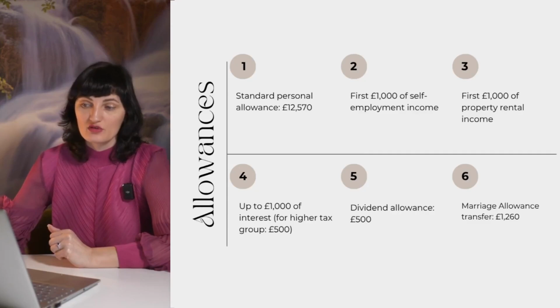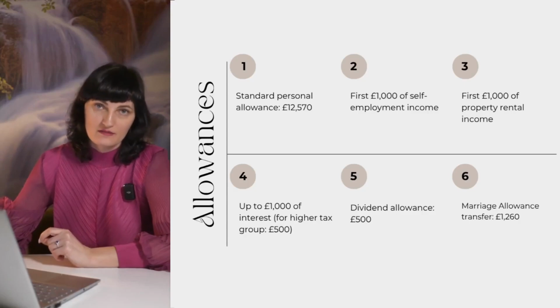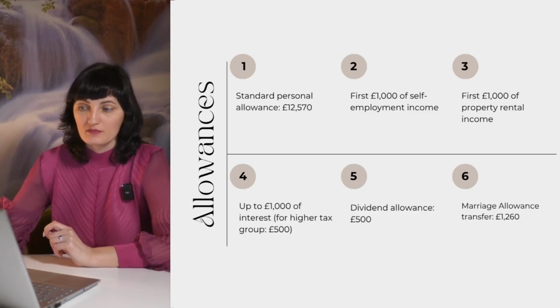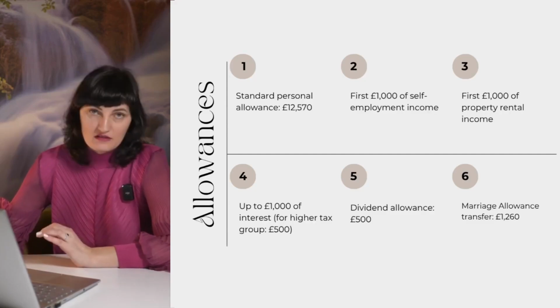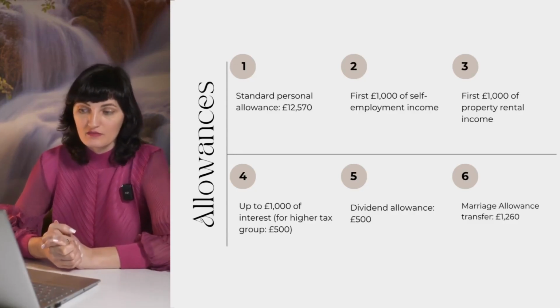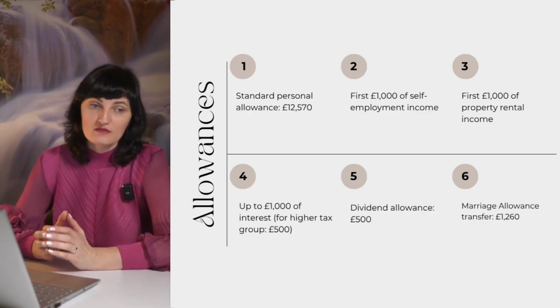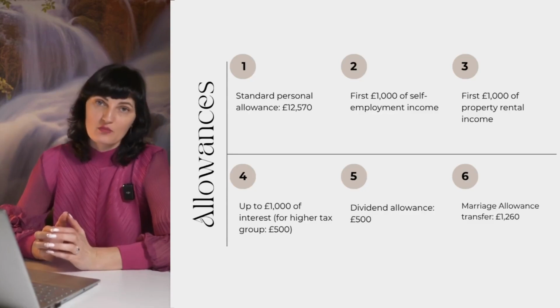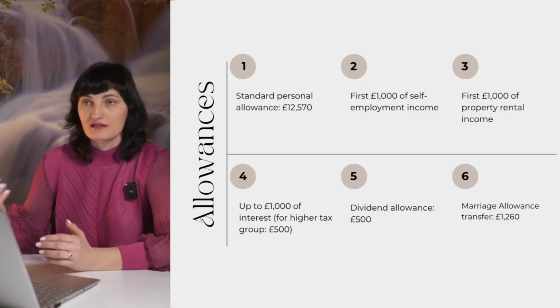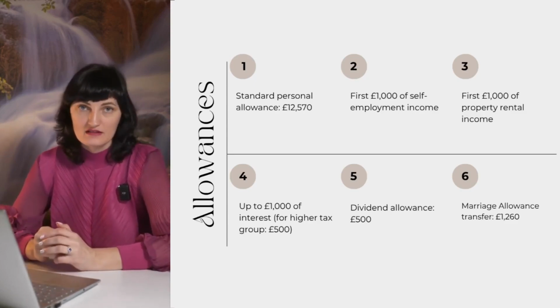But in addition, you should remember that the first £1,000 of self-employment income is also not taxed. Also, the first £1,000 of property income, the first £1,000 of interest income from deposits, and the first £1,000 of dividends are not taxed. And you can also take advantage of the marriage allowance, which is £1,260. It allows you to transfer part of the unused personal allowance from one spouse to the other, thereby reducing their taxable income.